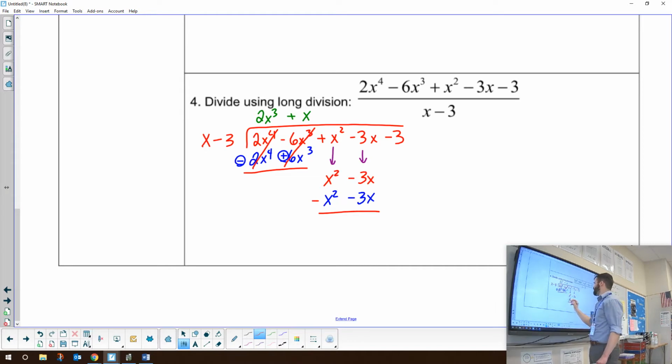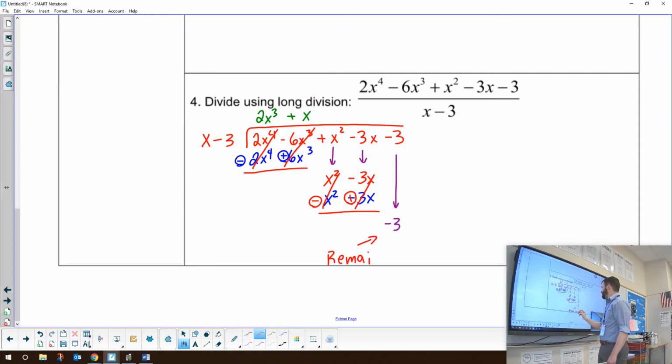This can become a minus. This can become a plus. X squared minus x squared is 0. Negative 3x plus 3x is 0 as well. So now, those cancel out. We're just going to bring down my negative 3 there. X cannot go into negative 3, so negative 3 is just going to be my remainder.